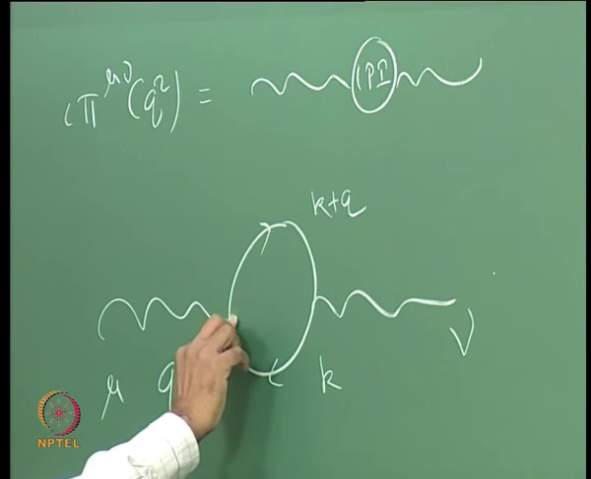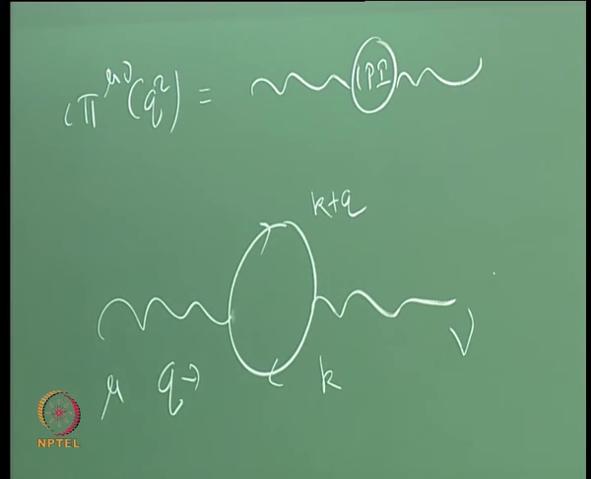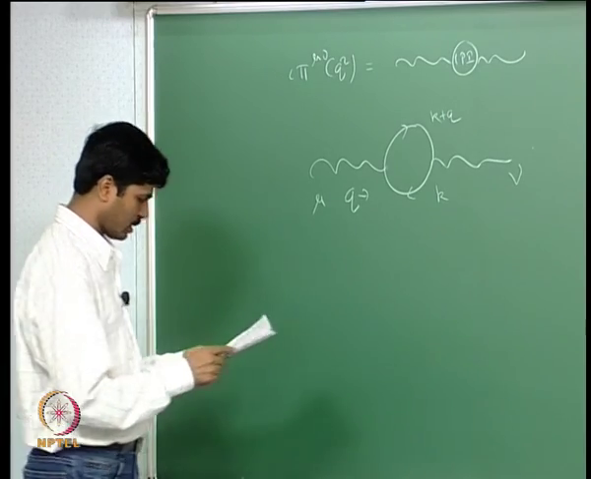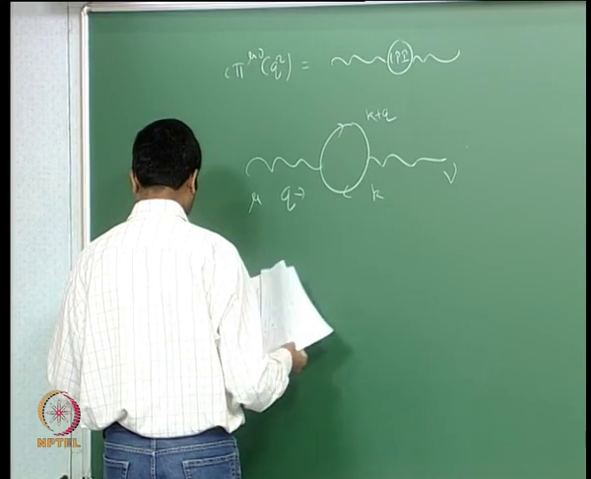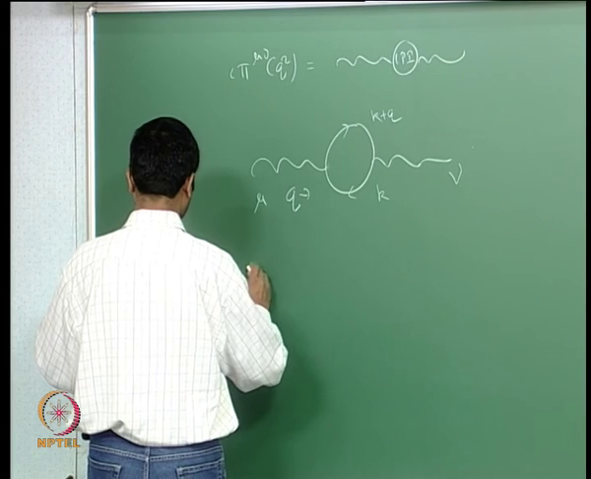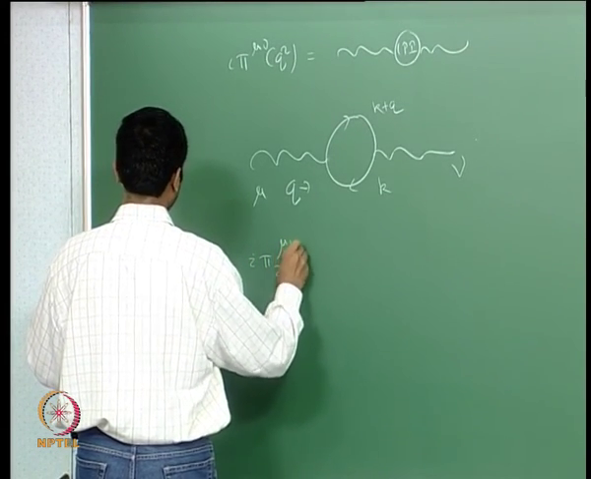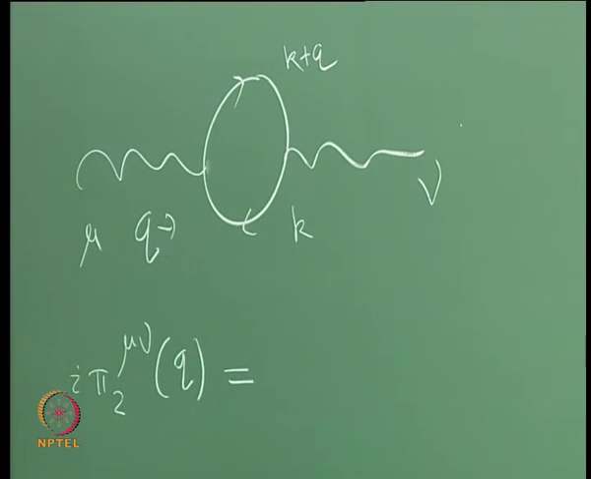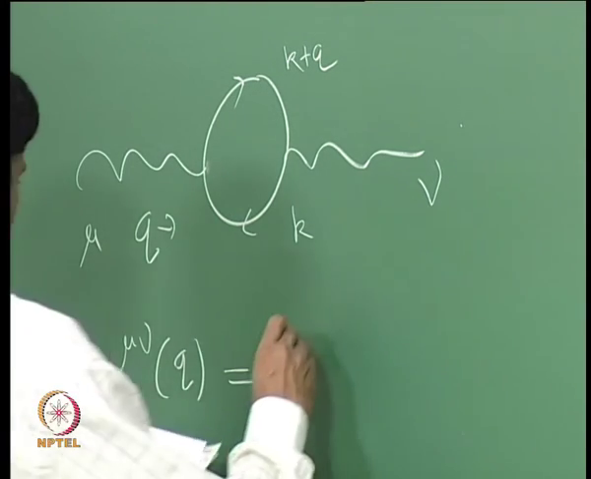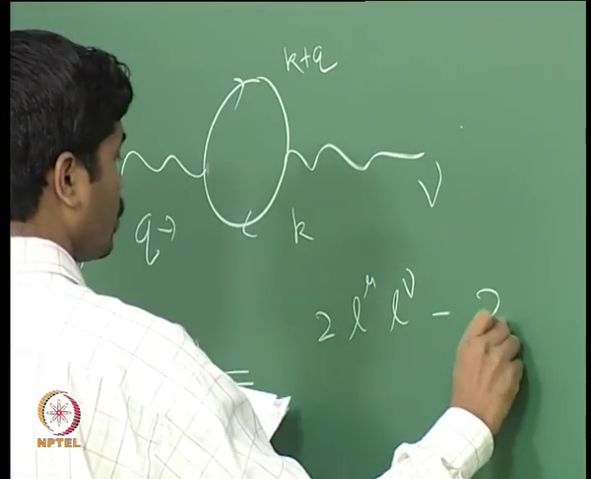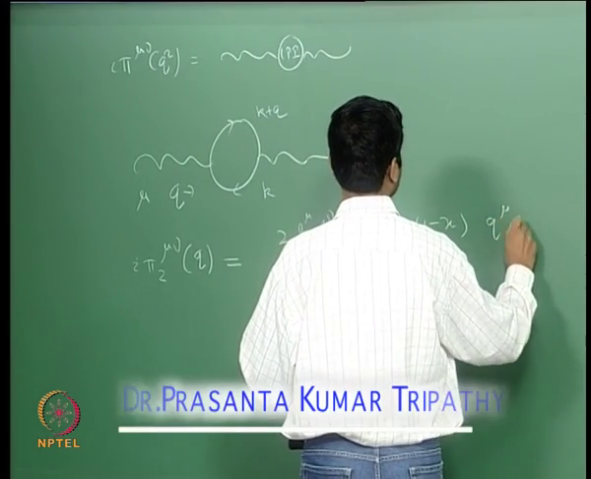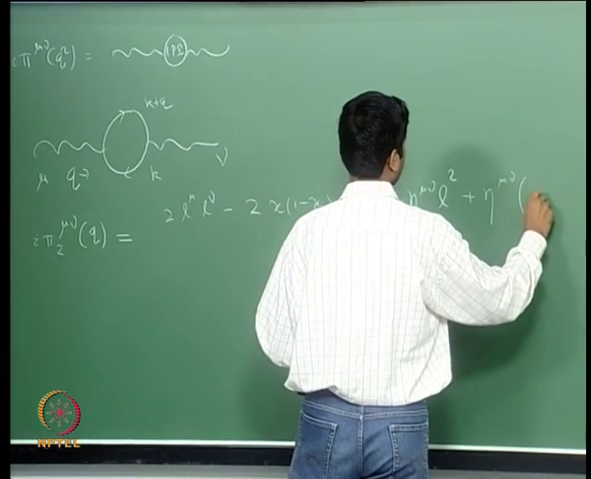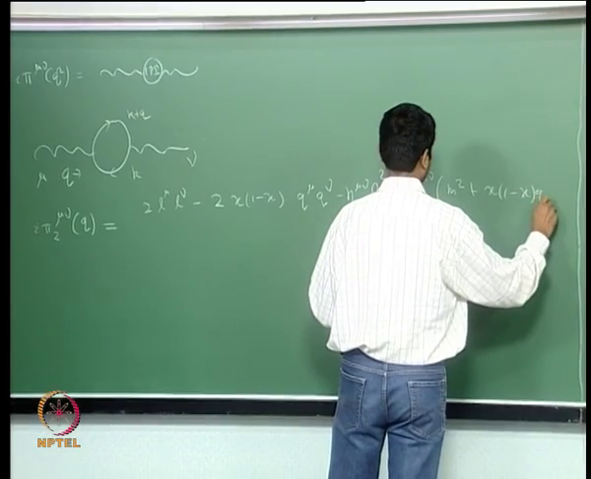Using Feynman rules, we wrote the amplitude for this diagram, and then we used the Feynman parameterization. We simplified the numerator, and at the end of the day, we got the following expression for Pi_2^{mu nu}. So, we got i Pi_2^{mu nu}(q) is equal to L^mu L^nu minus 2 x(1 minus x) q^mu q^nu minus eta^{mu nu} L^2 plus eta^{mu nu} times m^2 plus x(1 minus x) q^2.